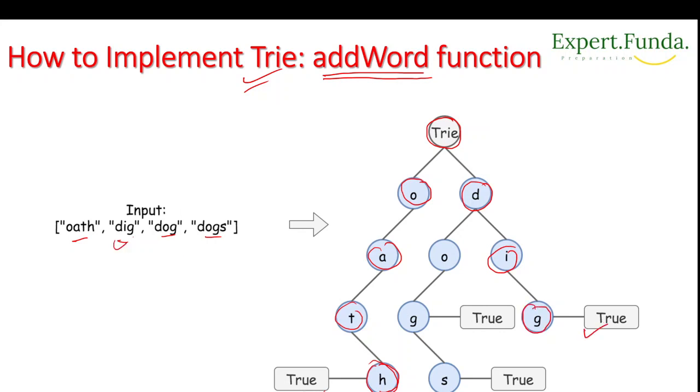Now we come to dog. We already have added D, so we start with D. Now we add O, and then G. If anybody searches, it will return true, because we have D, O, G. Another word is dogs. We have already added D, O, G, so we only have to add one more node, S. And if anybody searches dogs, we will return true.